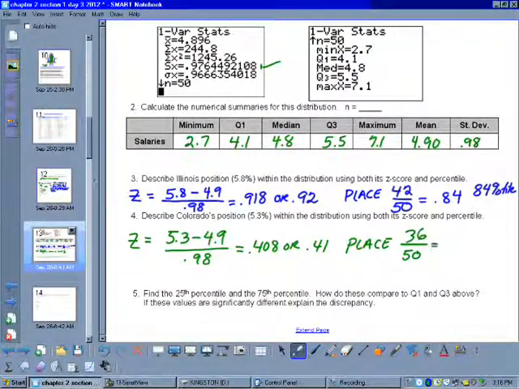So I will bring that over here. 36 out of 50 equals 0.72. This means it is in the 72nd percentile, which means that 72% of the data has an unemployment rate of 5.3 or lower. So this is at or equal to 72% of the data.